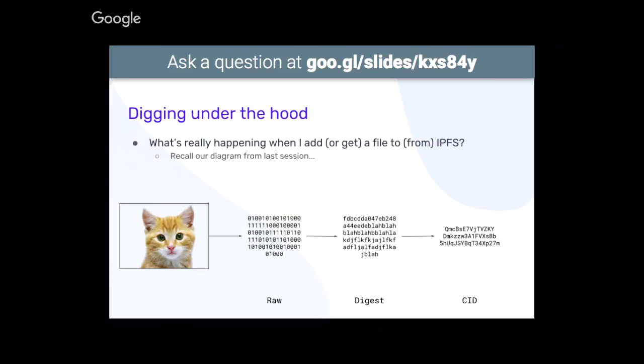Okay, if you remember from last session, we had a diagram that looked a bit like this one, depicting the general process of moving from raw data to a cryptographic hash of that data to a content identifier that allowed us to reference that data or to act as a fingerprint for that data. That's not really quite the whole story. What's actually happening is a lot more complex under the hood, and even the next couple of slides keep things a little bit simple, but it'll give you an idea of what's really going on.